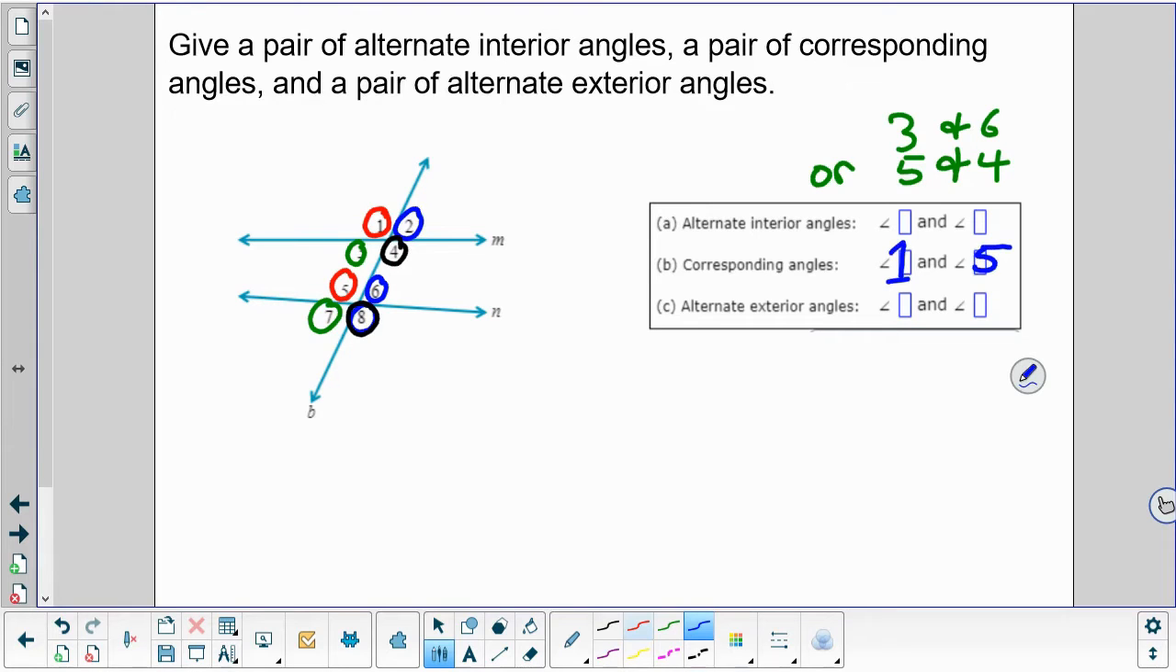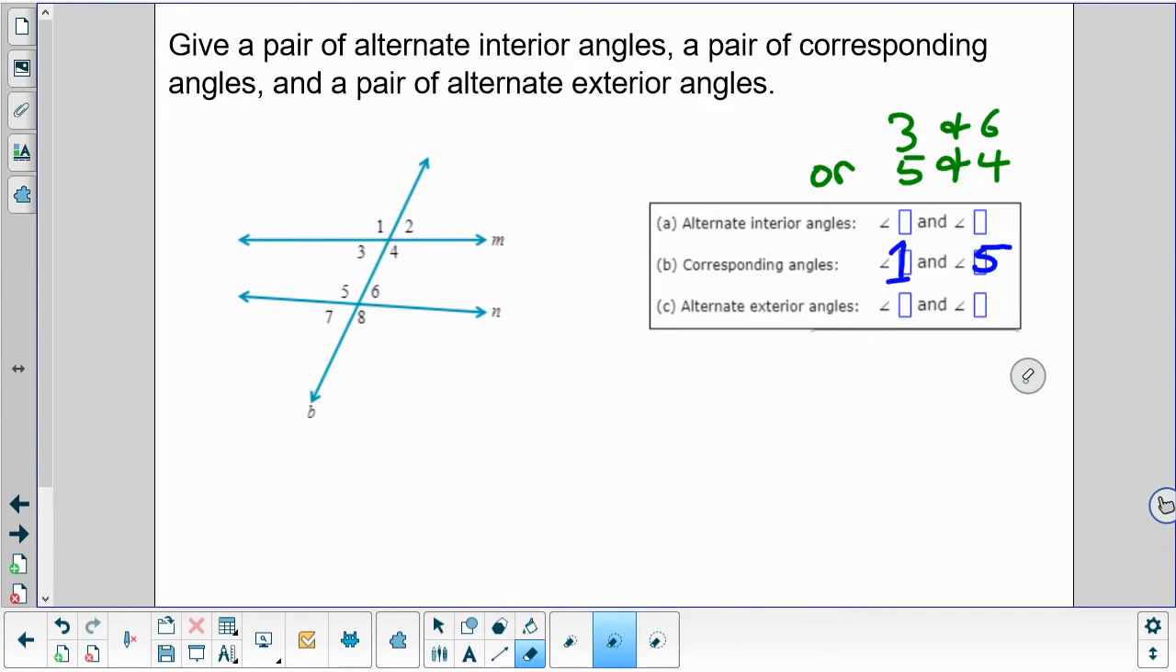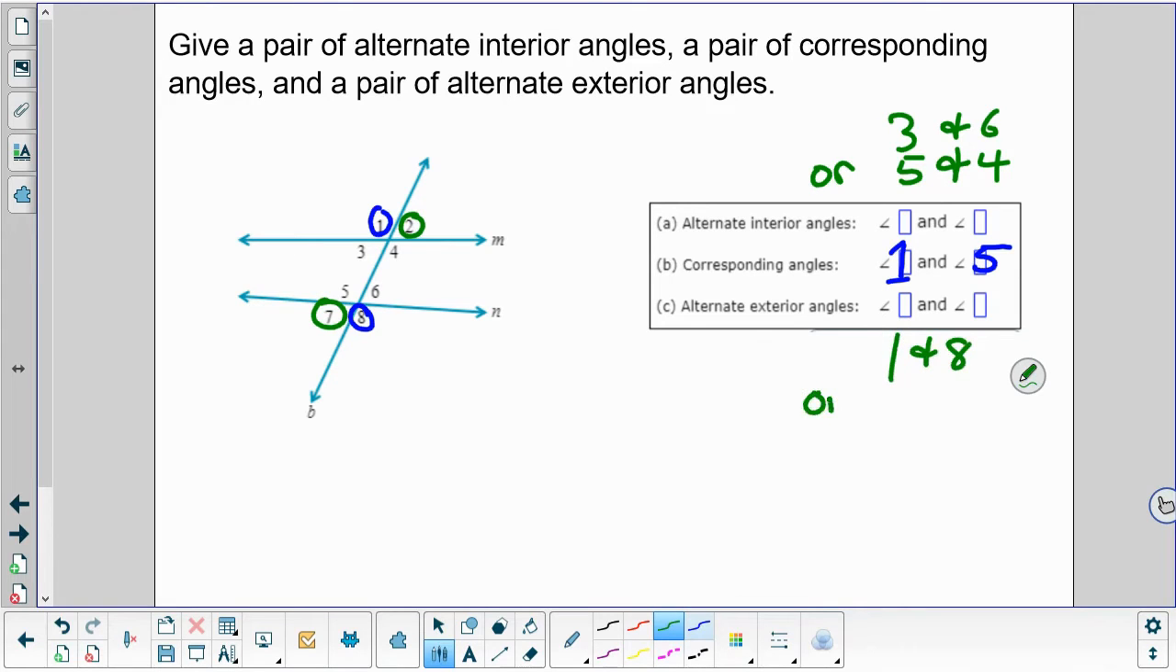How about the alternate exterior angles? These are the angles that are on the opposite side of the transversal on the exterior part of the parallel lines. So I will circle those for you. So we start out with angles 8 and 1, those are alternate exterior, and angle 2 and 7. So I'll pick one of those pairs out and write it down. So we picked out 1 and 8. But you could have said 7 and 2 as well. Okay, moving along to our next example.